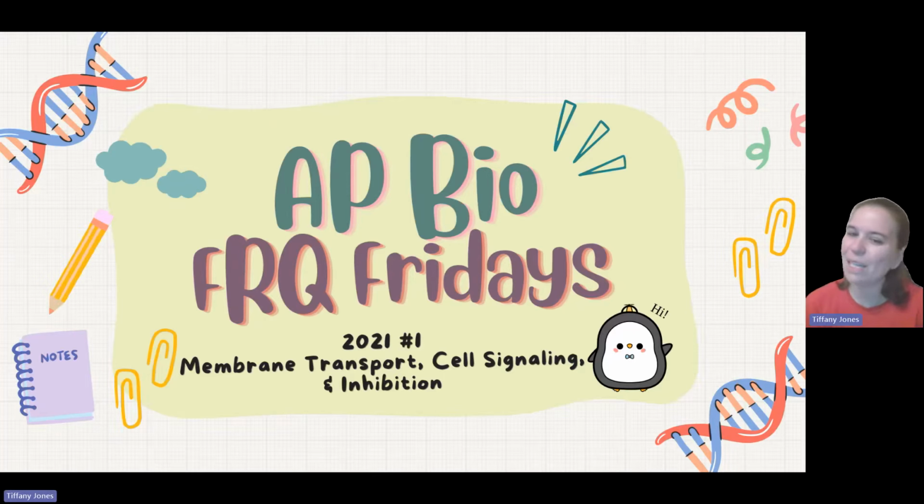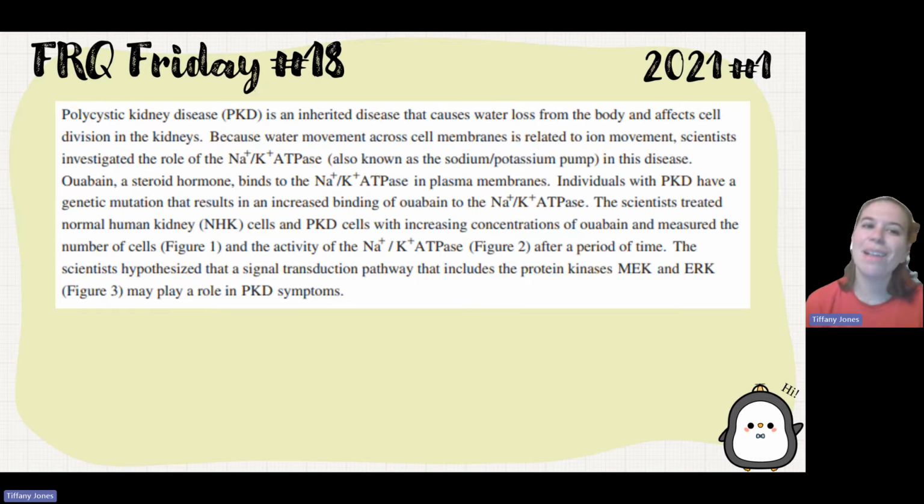What's the pain with 2021 number 1, membrane transport, cell signaling, and inhibition. Polycystic kidney disease, an inherited disease that causes water loss from the body and affects cell division in the kidneys. Because water movement across cell membranes is related to ion movement, scientists investigate sodium potassium ATPase, known as the sodium potassium pump, in this disease.